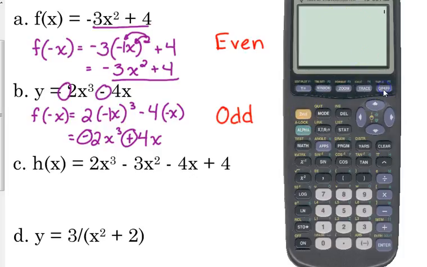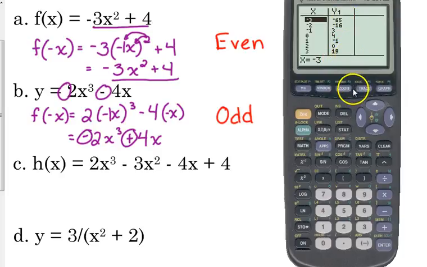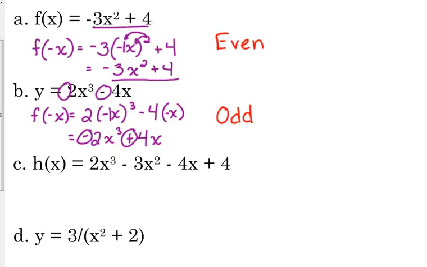Let's look at the table. See how the y values don't even match up at all? Now we probably could find some symmetry. Nope, it's not even symmetric that way either. Now let's look at what happens. Obviously, we've confirmed it twice that it's neither, but let's also look at plugging in negative x, because I want you to understand this concept as well.